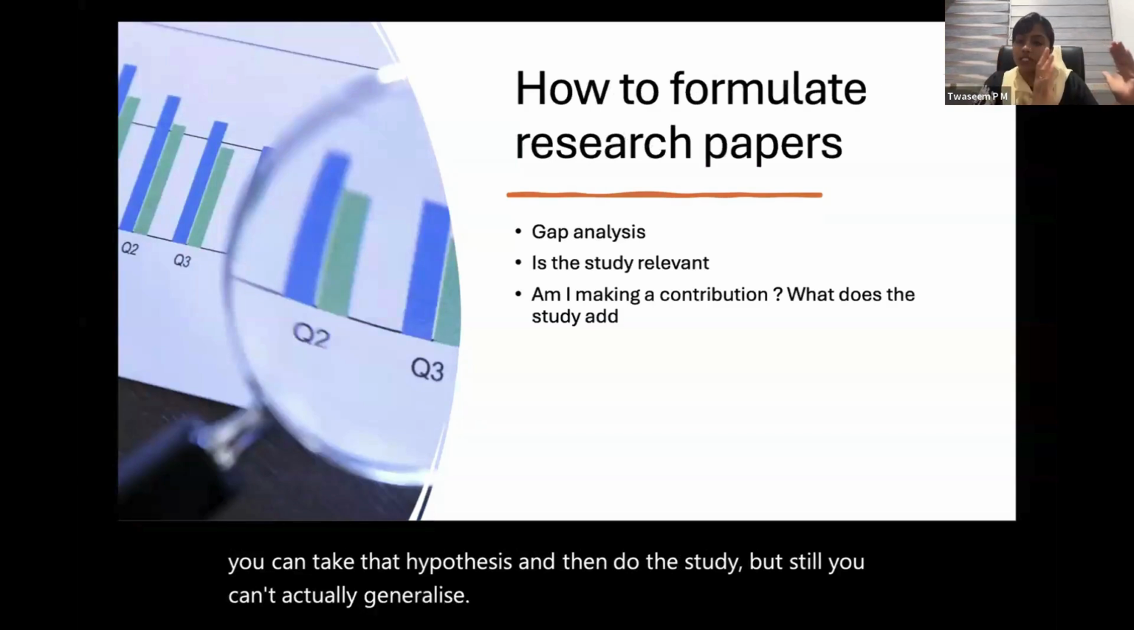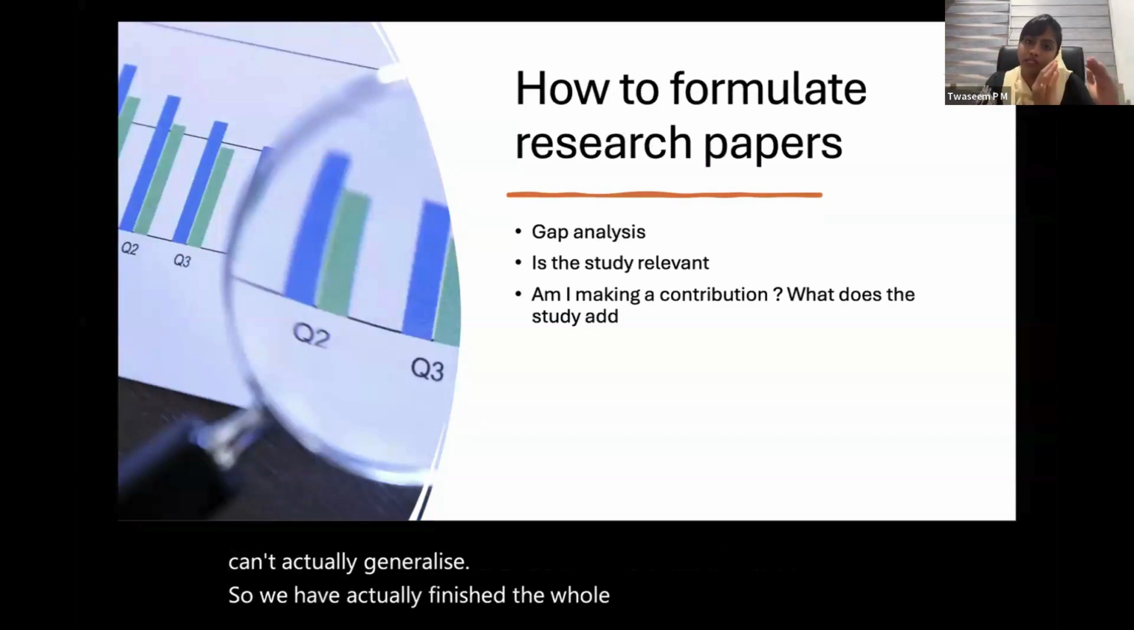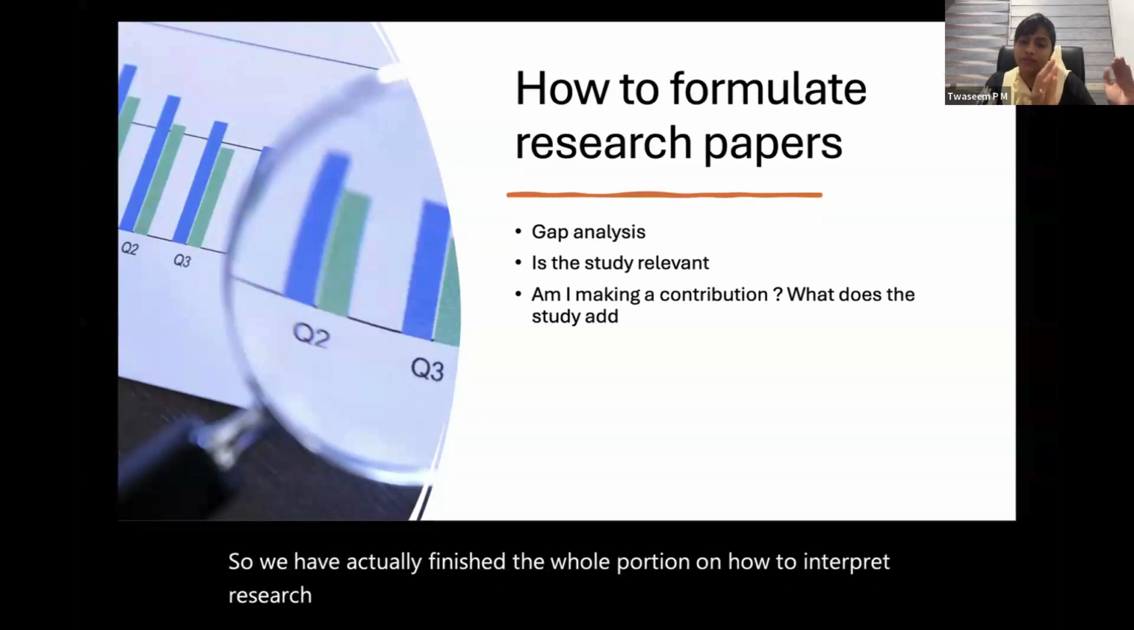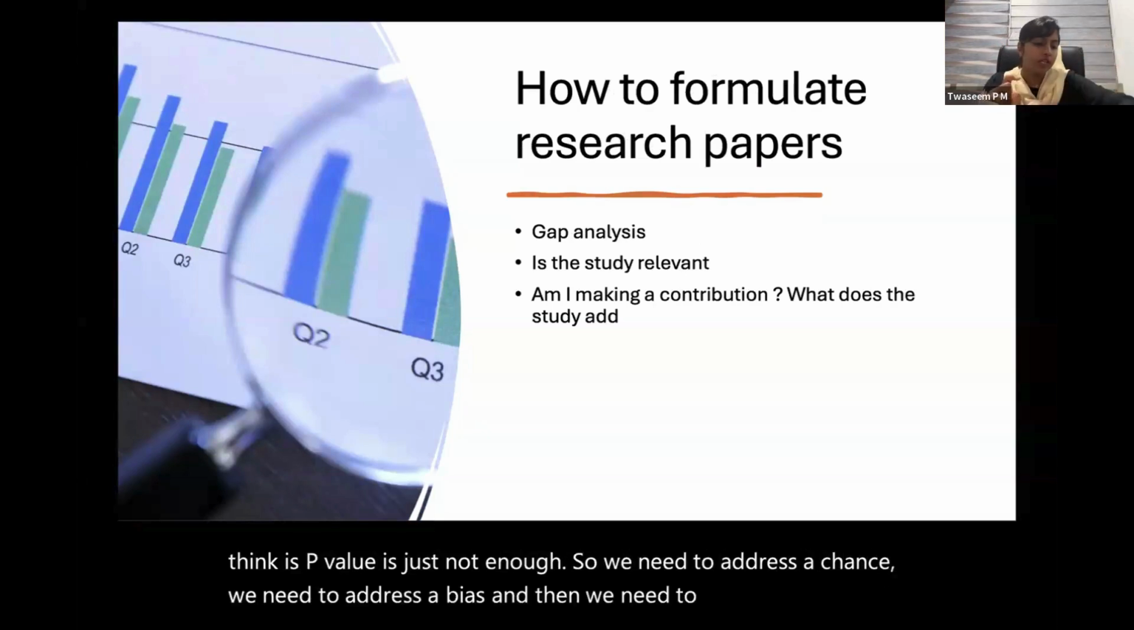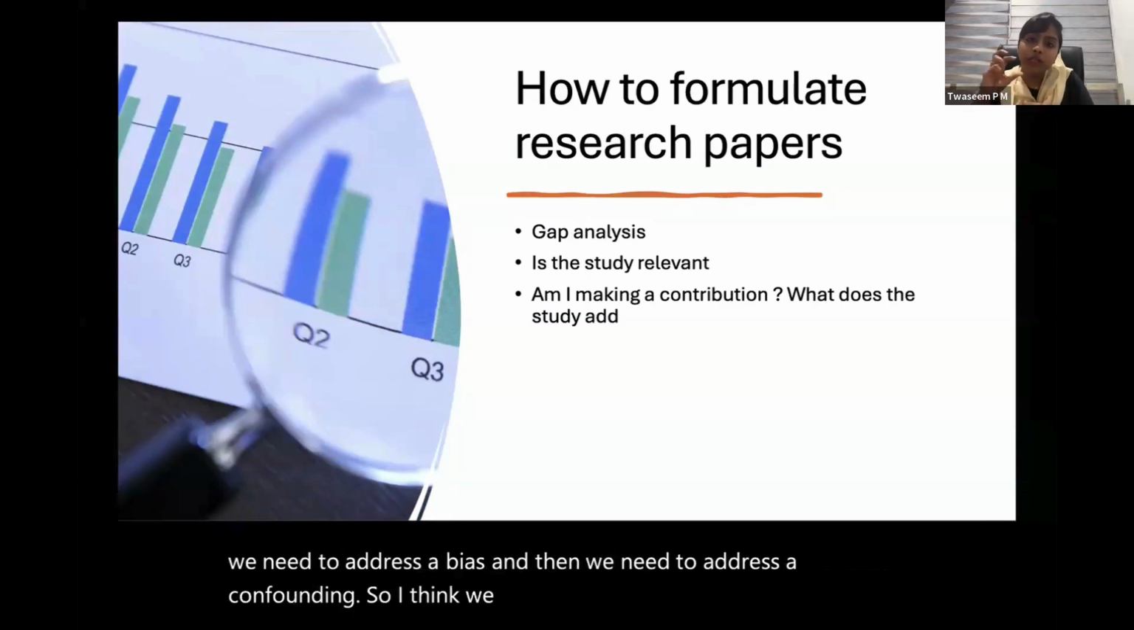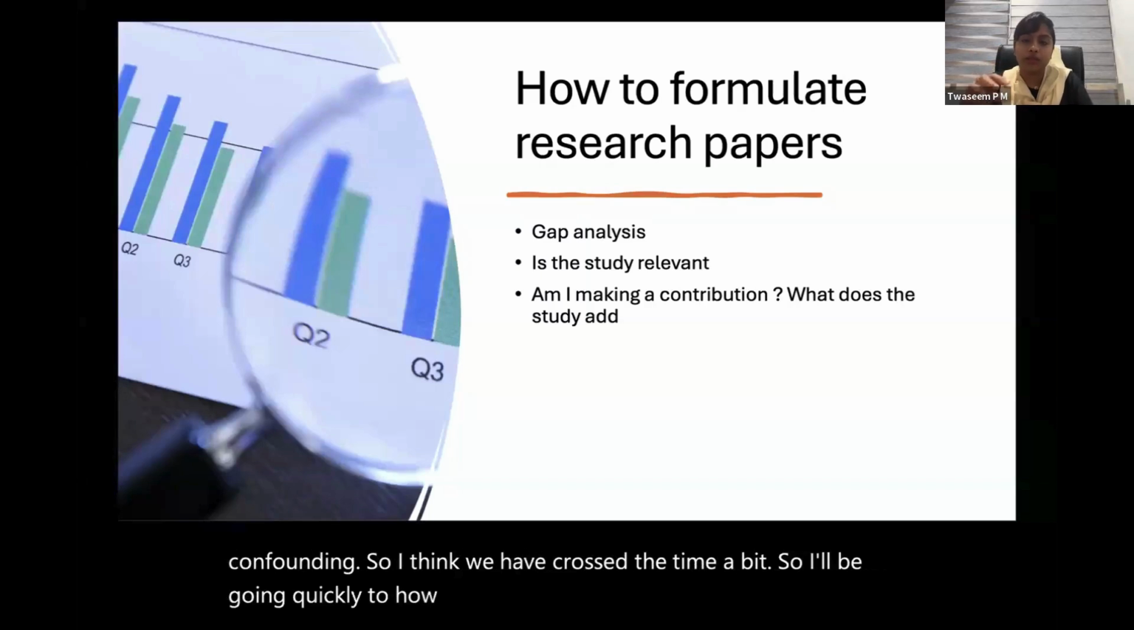So we have actually finished the whole portion on how to interpret research papers. I think if there is one takeaway that you need to think, it is that p-value is just not enough. So we need to address chance, we need to address bias, and then we need to address confounding. I think we have crossed the time a bit, so I'll be going quickly to how to formulate research papers.